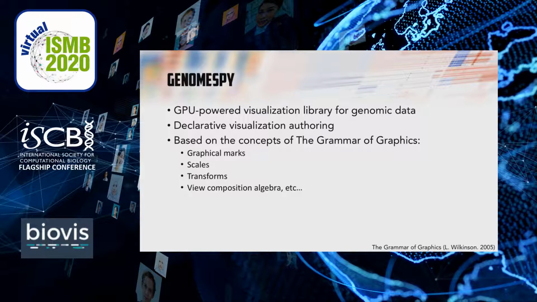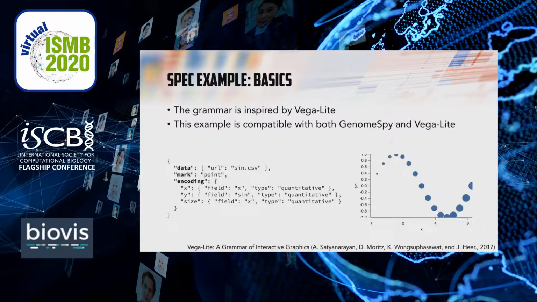ggplot2 is a well-known example of a grammar-based tool. However, it is tightly coupled to the R statistical programming language. GenomeSpy is heavily inspired by a bit less known grammar called VegaLite, which has a powerful hierarchical view composition algebra, which is perfectly adaptable to track-based genome visualizations. We implemented a subset of VegaLite but extended it with support for genomic data, including genomic coordinates.